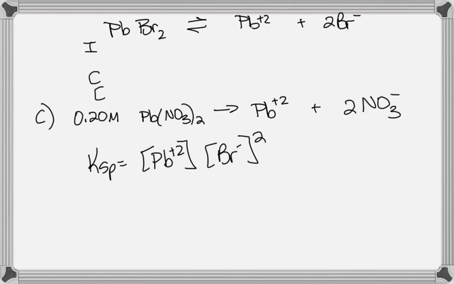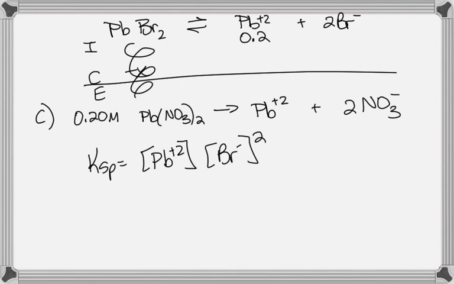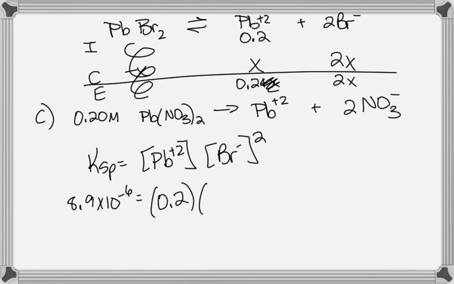Our starting amount is 0.2 molar of the lead. When it ionizes, we make X lead and 2X of the bromide. So at equilibrium, we have 0.2 plus X and 2X. We assume this is really small. We'll say 8.9 times 10 to the minus 6 is equal to the lead times the 2X squared.